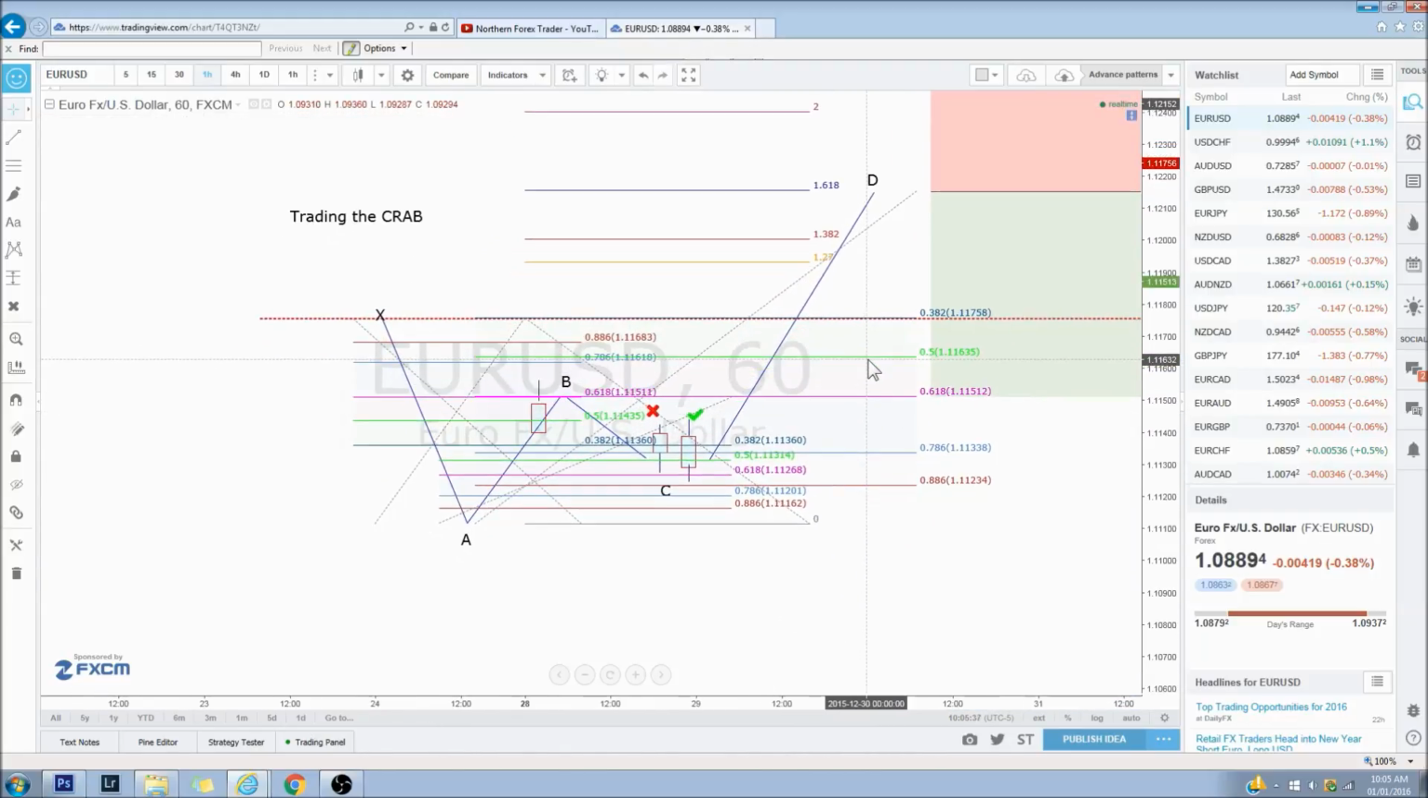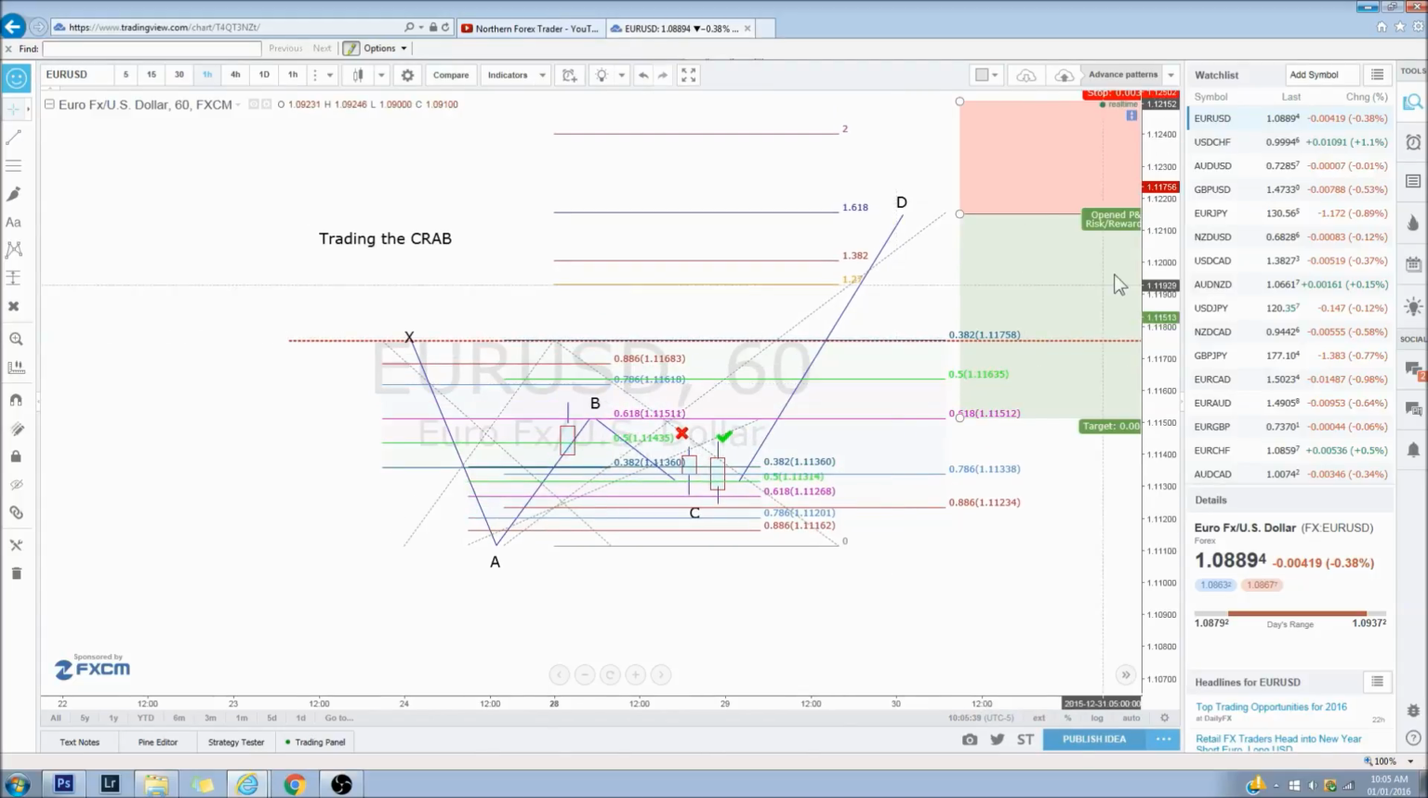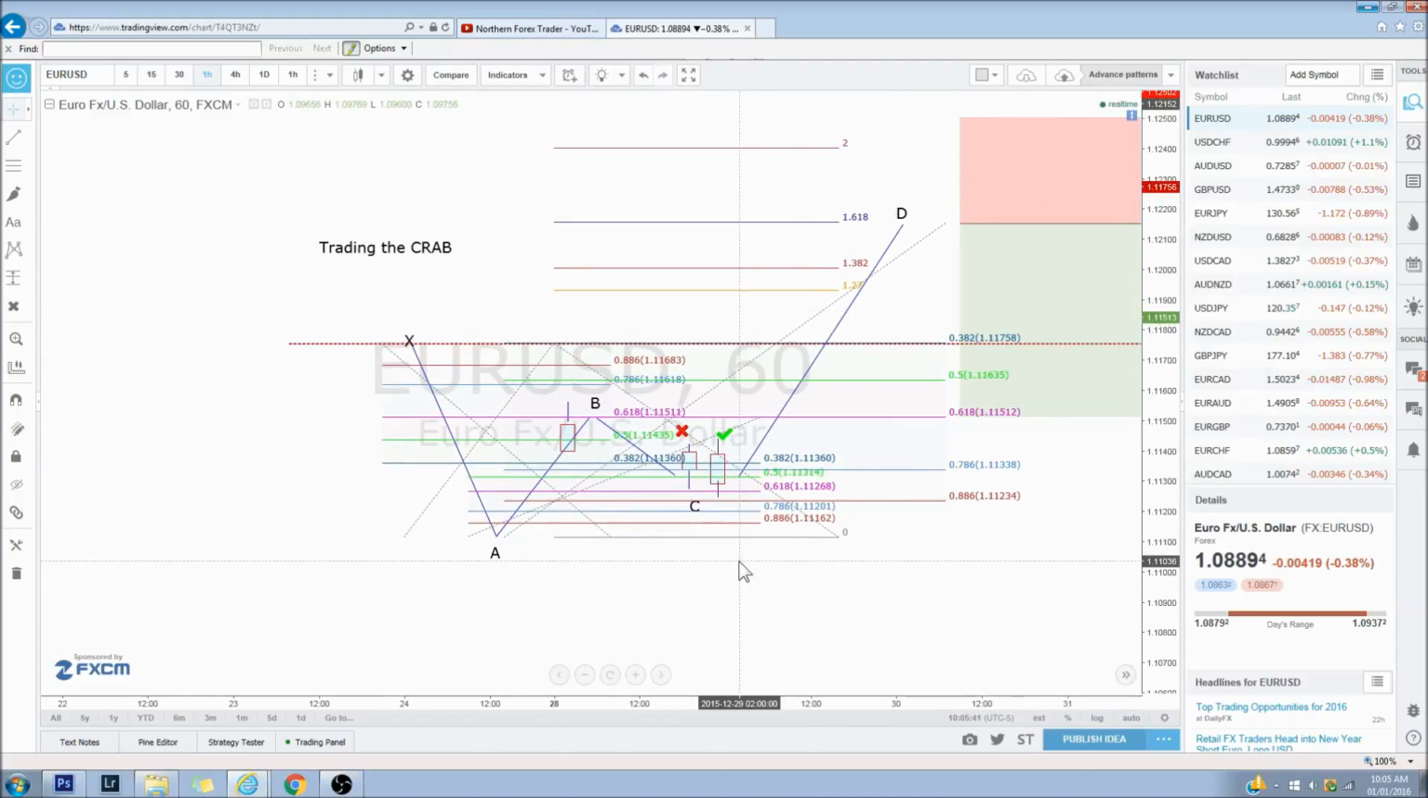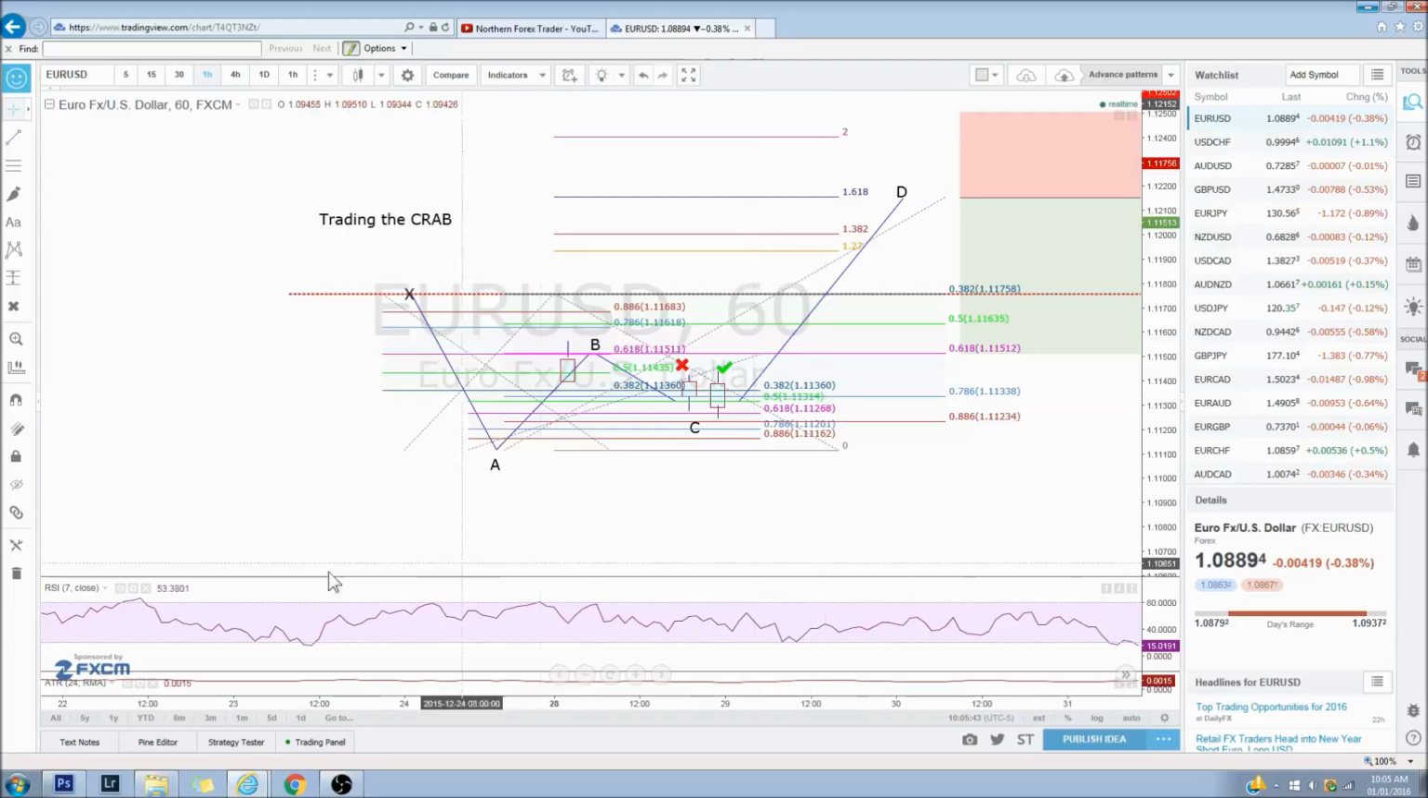Now I'm going to give you a little tidbit that I do. I use the RSI, and I use it at a 7 period.